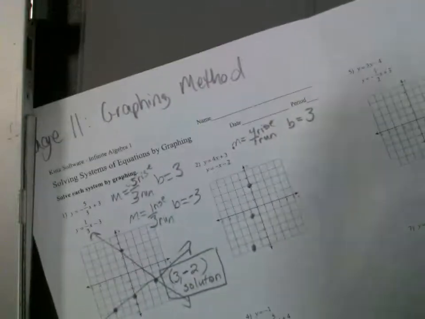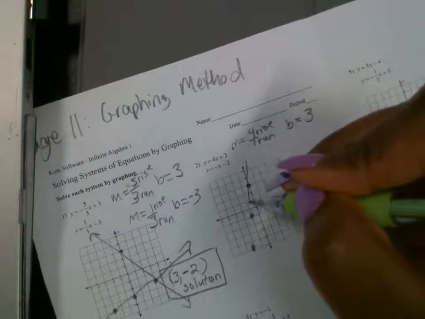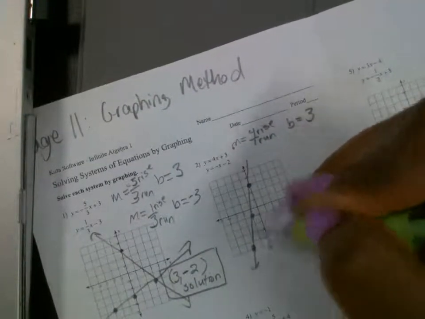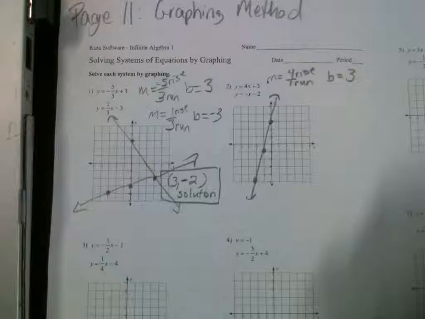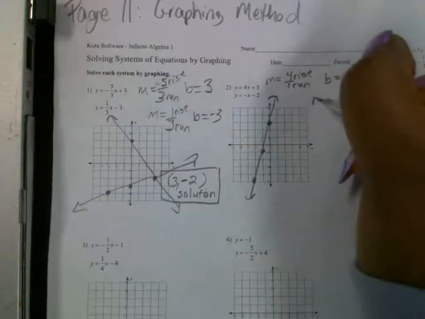Yeah. Okay, so now I'm going to connect my points. You should put arrows at the end of your line. Are you okay with that? Yeah. Okay. So now we're going to do the second one, right? Yeah. All right. What's your slope for the second one?